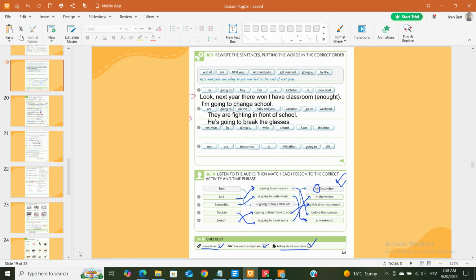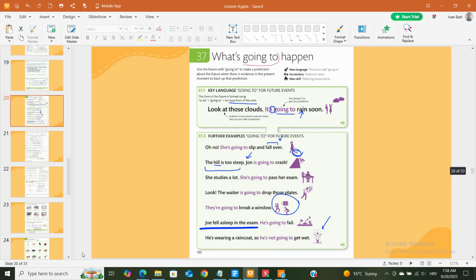36 Checklist. Future tense. Are time words and phrases talking about your plans. 37 What's going to happen. Use the future with going to make a prediction about the future when there is evidence in the present moment to back up that prediction.